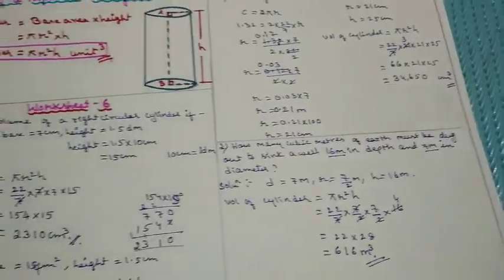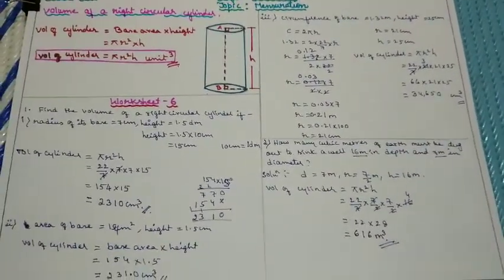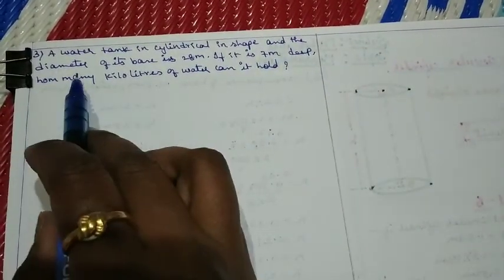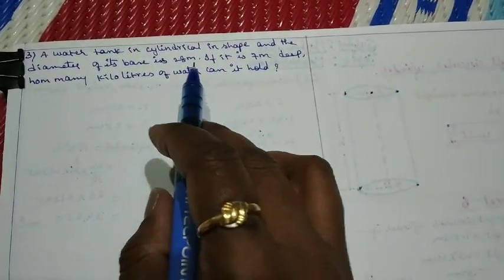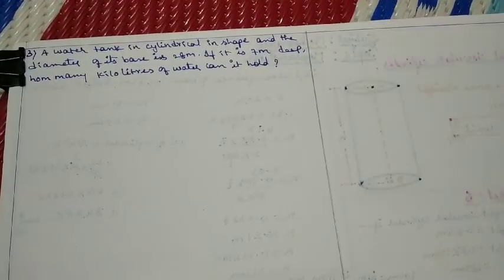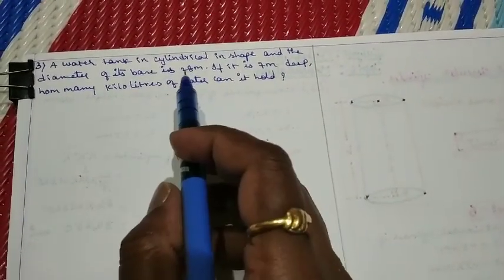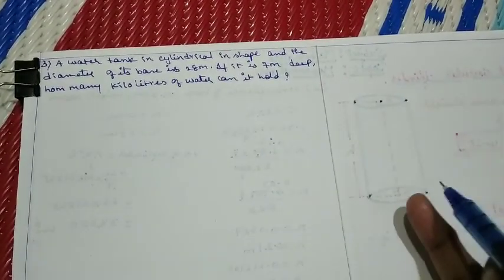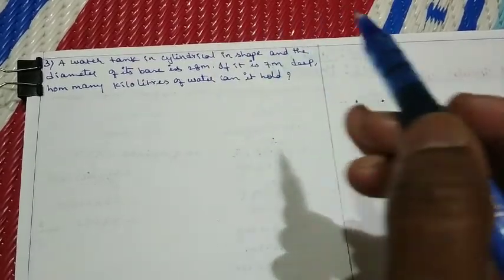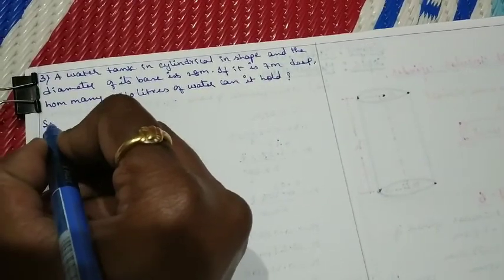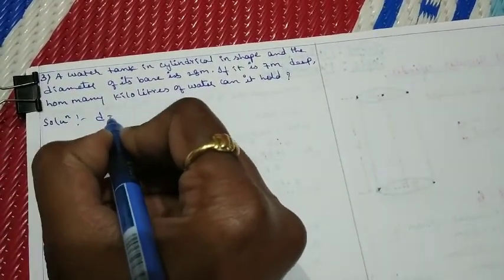Now let us move to the third question. A water tank is cylindrical in shape and the diameter of its base is 28 meters. If it is 7 meter deep, how many kiloliters of water can it hold? So here the given value is 28 meter. It's nothing but the diameter of its base. We know that the cylinder base is in the form of a circle. Therefore, its diameter is given as 28 meter. That is the diameter of the cylinder.